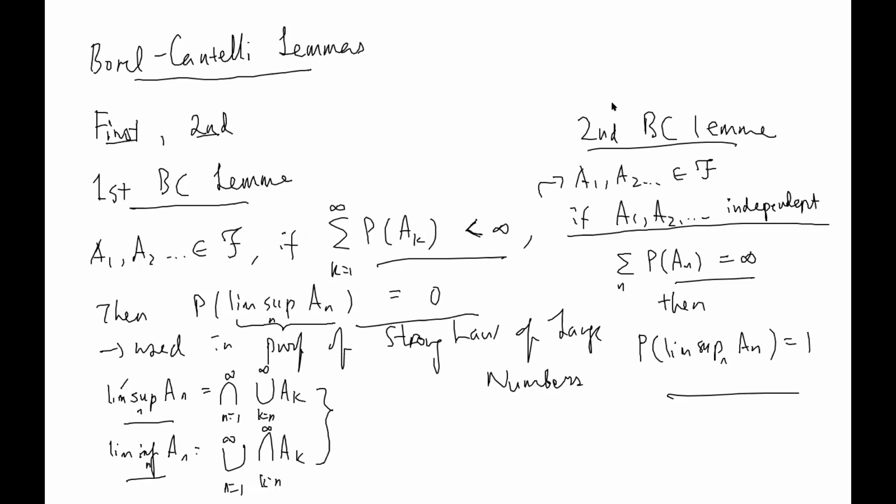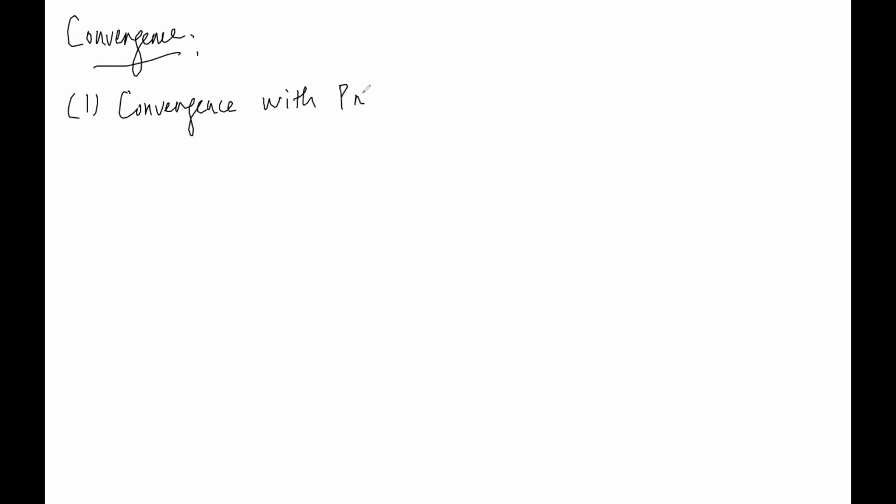Okay, so once we are done with the Borel-Cantelli lemmas, we have the topic of convergence. Okay, where we studied three types of convergence mode, right? The first one is convergence with probability 1, right? Also called almost sure convergence.